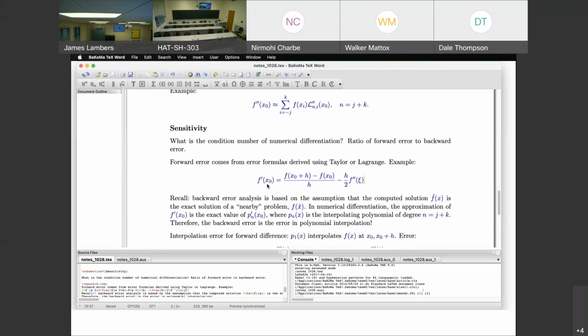Well, we already know that our computed value, our approximation to f prime of x naught, is the exact solution of a nearby problem. Because what are we doing? We're approximating f of x by a polynomial that interpolates f at the selected points, and then we take the exact derivative of that. So our approximate f prime is the exact value of Pn prime, where Pn is the interpolating polynomial.